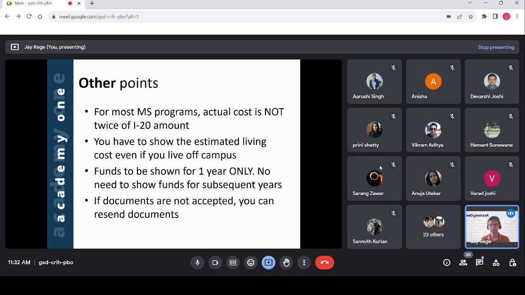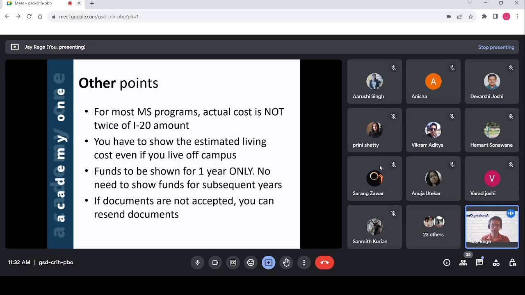But what I'm trying to say here is that don't just assume that the cost of your actual program, the actual tuition and living, is going to be double the amount of the I-20. In most cases, that is not going to be the case. Also, the living estimates, as I said, are generally very high. They can go on the I-20 anywhere between 1,500 to 2,000 per month. That is the amount that they generally estimate.